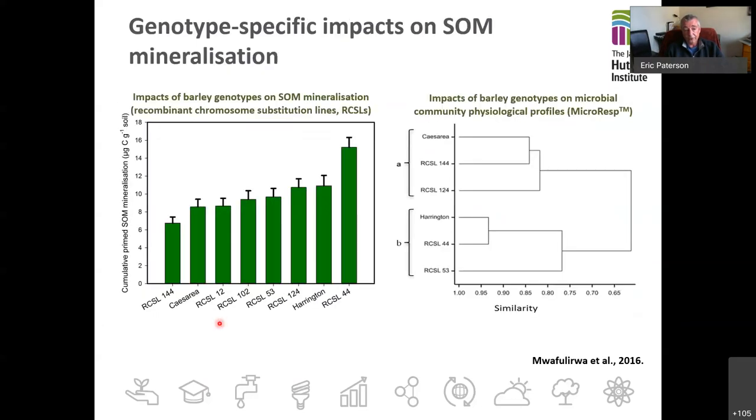So when Lombani used these genotypes, first of all, he was able to show that there was really quite significant variation in the extent to which these genotypes stimulated soil organic matter mineralization, and that looking at community physiological profiles of those communities, the clustering of the communities on the physiological profile basis was similar to how they separated out in terms of the magnitude effect on soil organic matter mineralization.